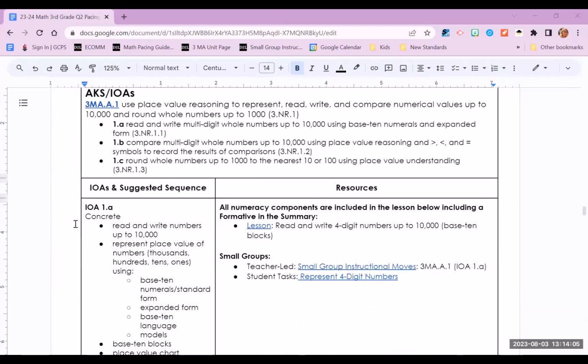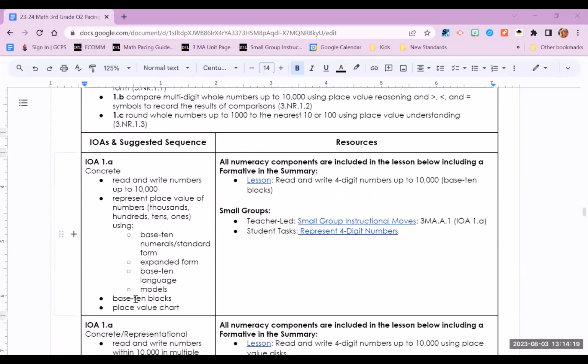The left column of the pacing guide will list the progression through concrete, representational, and abstract strategies. The bullets also indicate the learning objectives for the day, as well as suggested manipulatives. The right column of the pacing guide shows the instructional resources that align to the intended learning objectives for each day of instruction. Some days, you will see instructional resources linked for the numeracy components of a traditional teacher-led lesson.